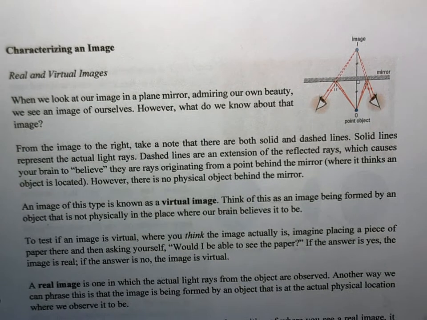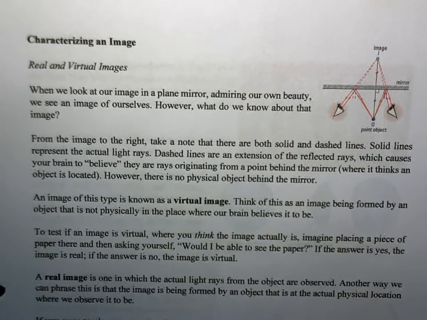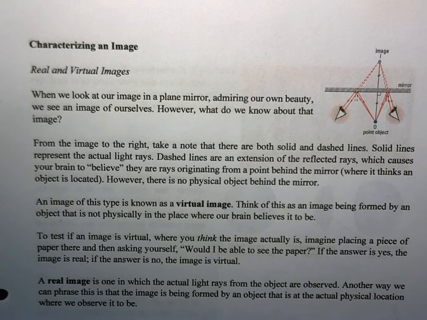So when we're talking about mirrors, there are two important things. There's going to be the object. This is going to be the actual physical thing in question. So for example, if you're looking at yourself in the mirror, the actual physical you is the object. The image is what you see in the mirror. And what we want to do is distinguish between two different types of images.